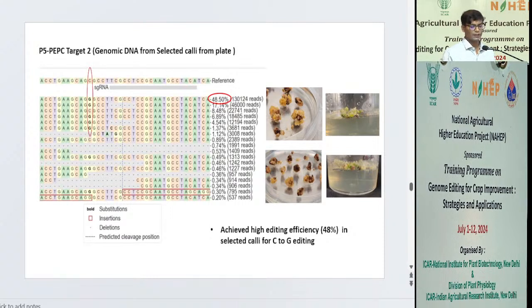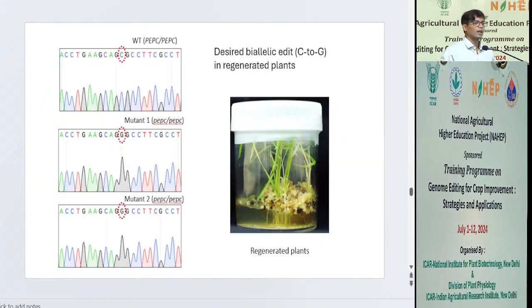And now you see when the plant is regenerated, we analyze them, and you can see there are 2 examples. The target C has been modified. C2G has already been achieved in that endogenous Pepsi gene in our target. Okay.